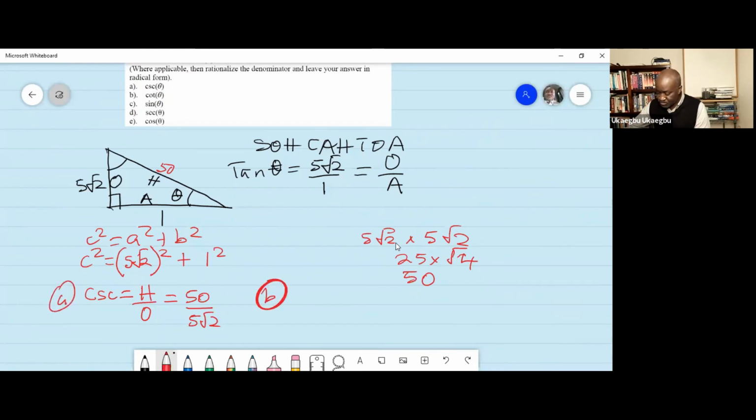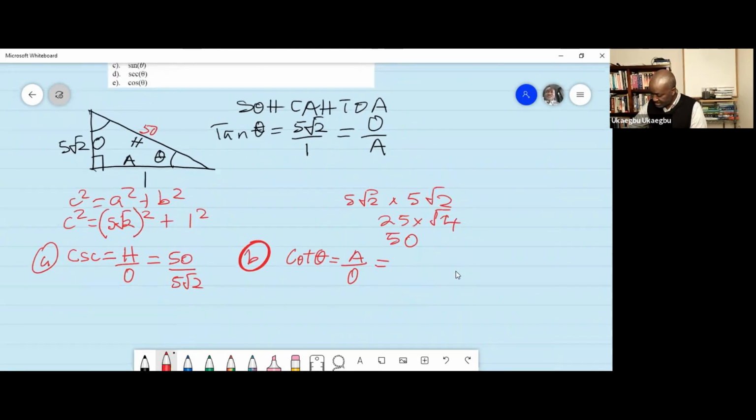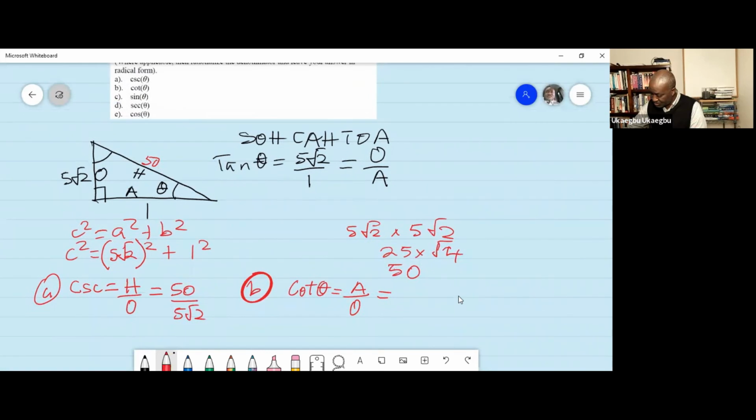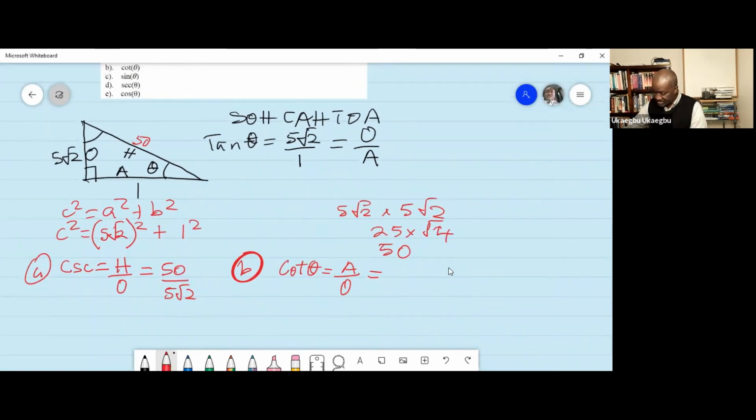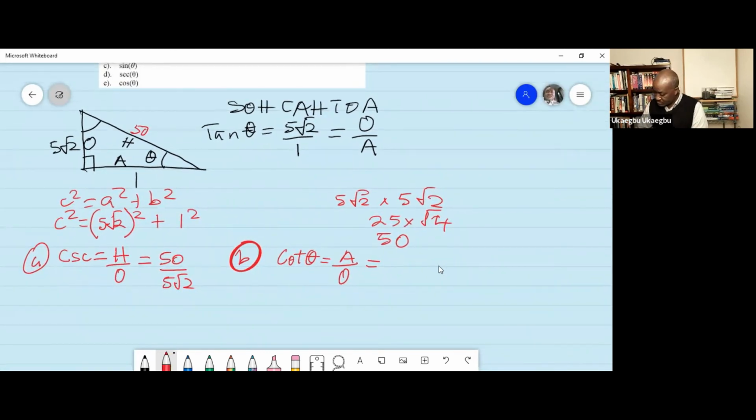B, they also want us to do cotangent. Cot theta would be, look at cot theta, adjacent over opposite. That is going to give us adjacent is 1 and opposite is 5 square root of 2.